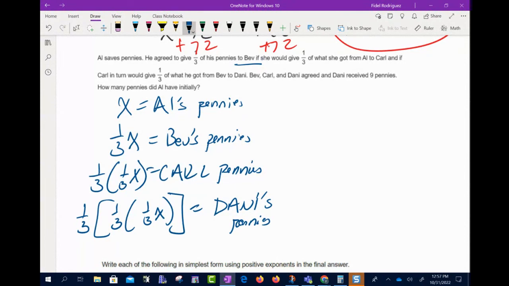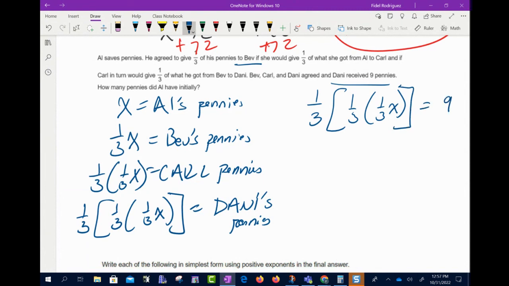Okay. Now, how many pennies did Danny get? Danny only got 9 pennies. Okay. So look, y'all, I'm going to write 1/3 of 1/3 of 1/3 X is equal to 9. Okay. And again, I'm going to kind of walk you through the process. There's a couple of ways you can go about doing this.